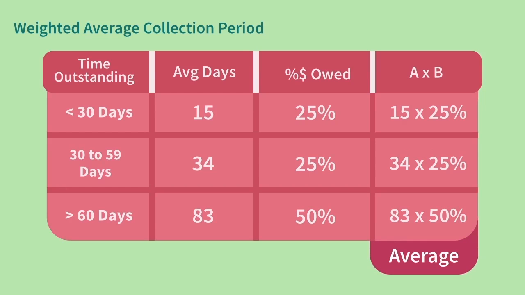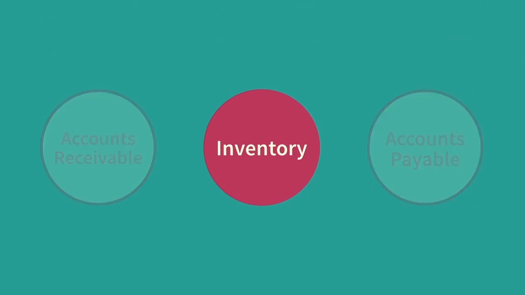That average is the weighted average collection period, the weighted average estimate of the length of time it takes us to collect on a credit sale. Moving on then, let's look at inventory.